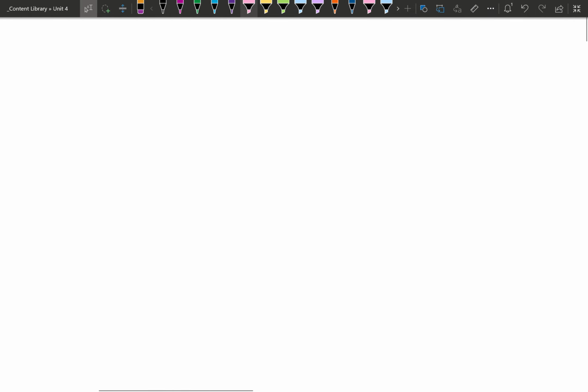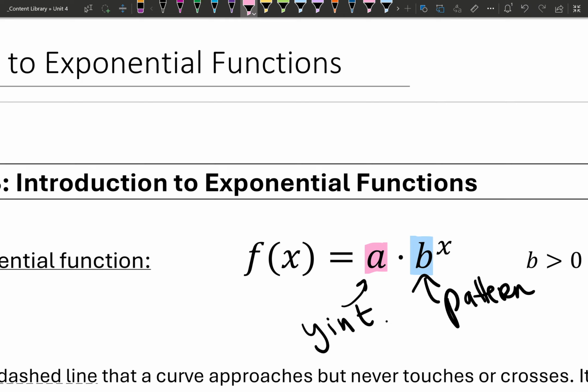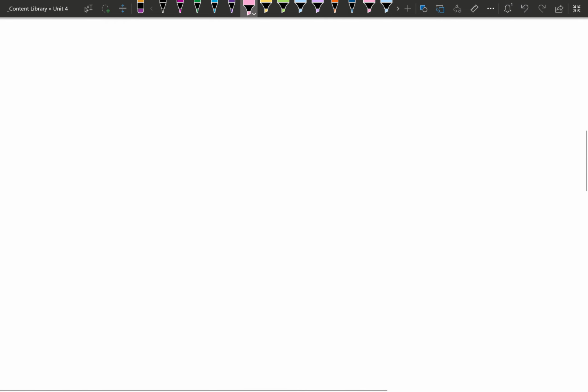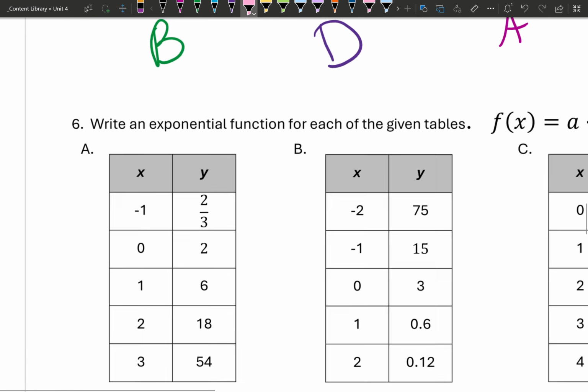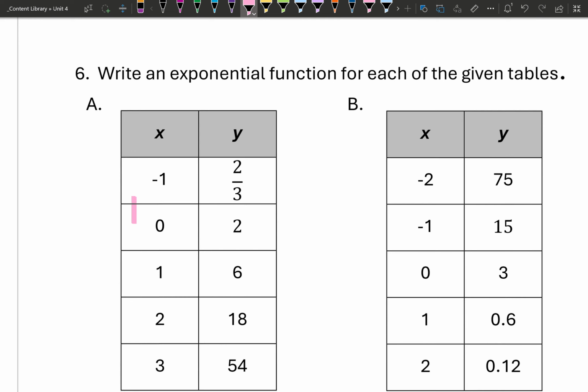All right, letter A. Oh, what did I do? I zoomed in too much. Let's try that again. Come back. There we are. Letter A. Here's our y-intercept. Easy peasy, (0, 2). So we already know what a is. Now we need to find b. In order to find b, we need to find the pattern.